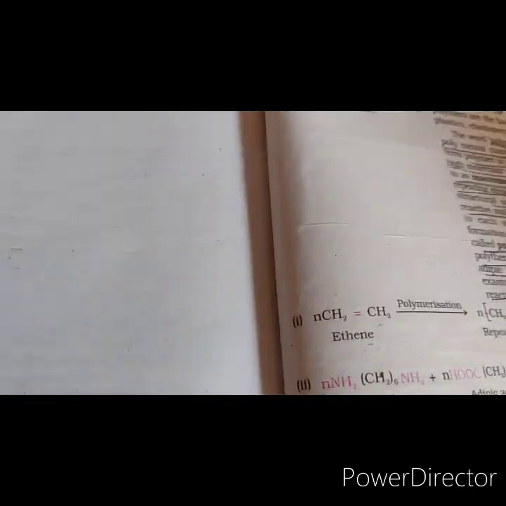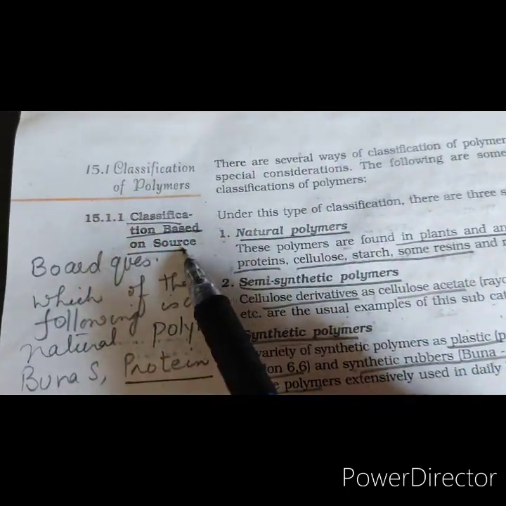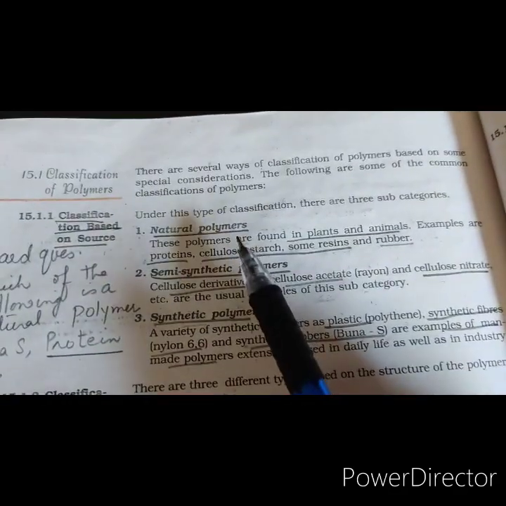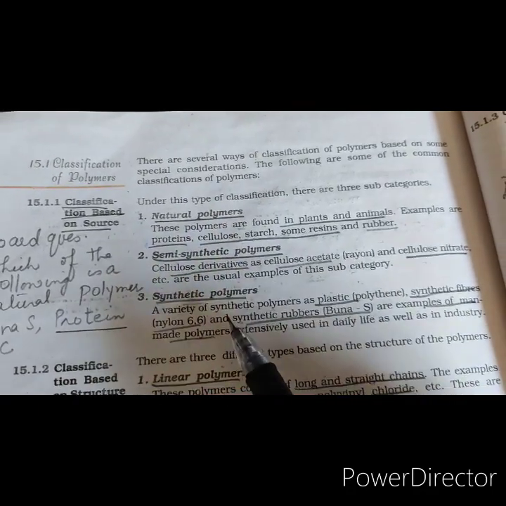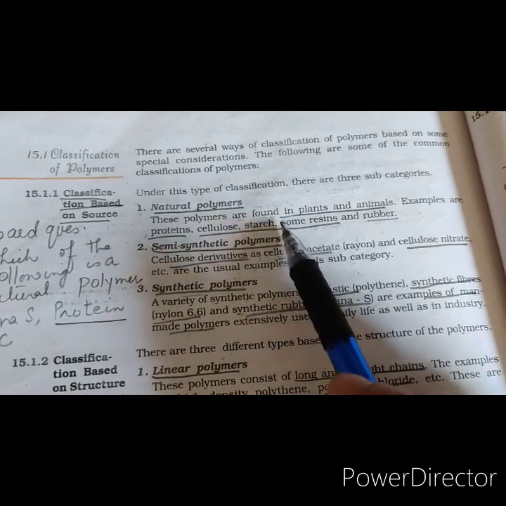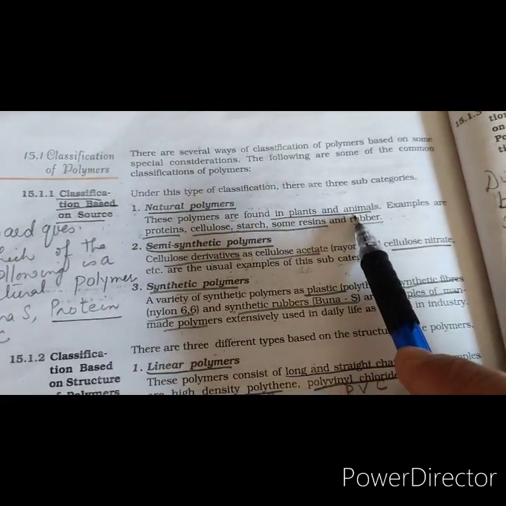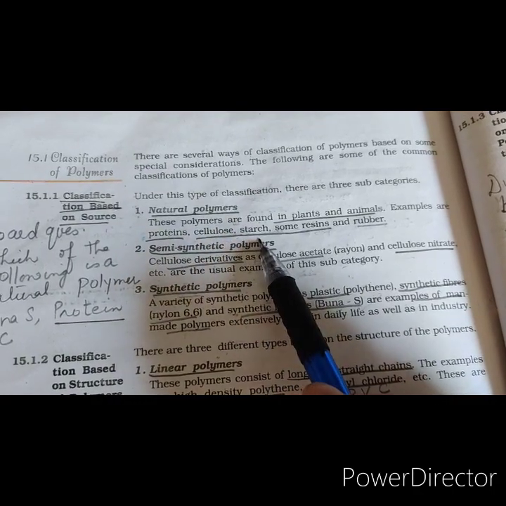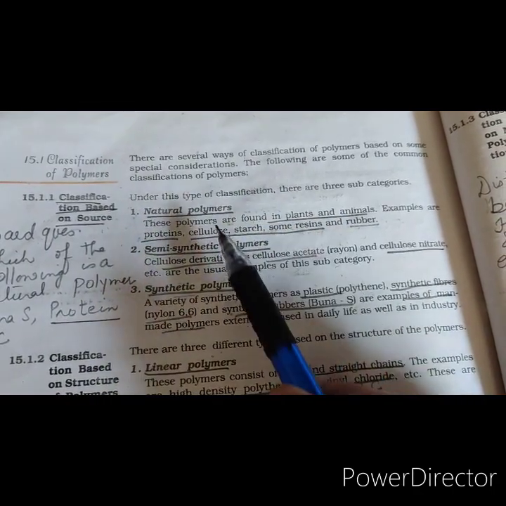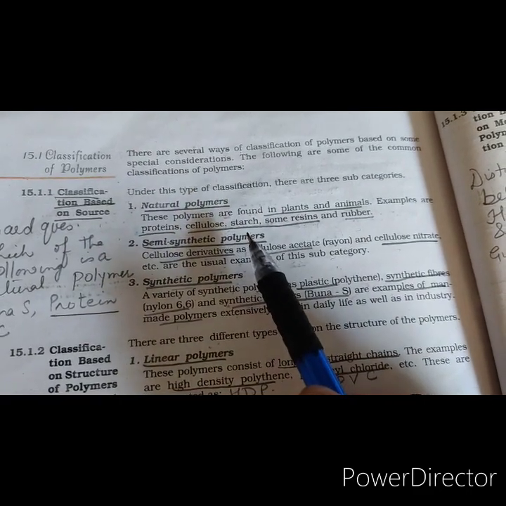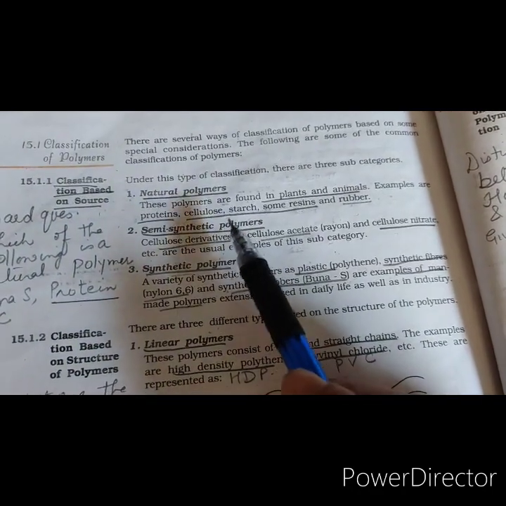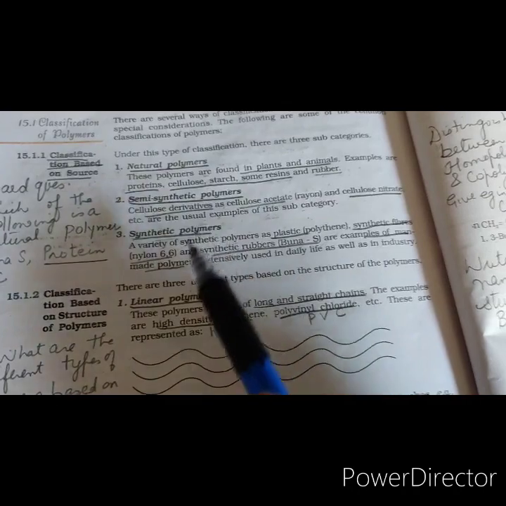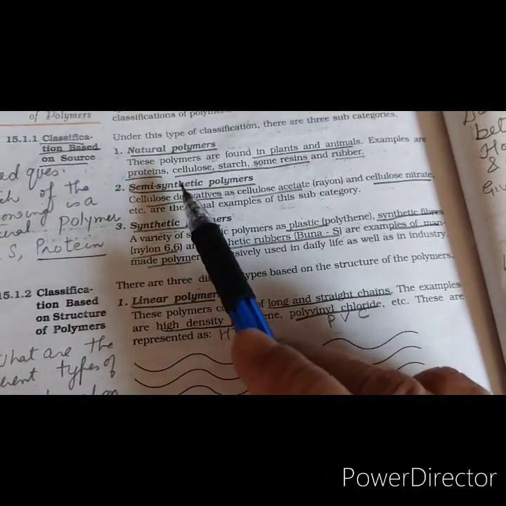Then we come to how these polymers are classified. So the first way we can classify polymers is on the basis of source. For example, we can say that there are 3 types on the basis of source. One is natural polymer, semi-synthetic polymer, synthetic polymer. See, natural polymers are found in plants and animals. Okay, for example, proteins, cellulose, starch, resins, rubber, they all are natural polymers. They all are formed from the repeating structural unit, so they all are formed from monomers. For example, cellulose, starch, the monomer is glucose units. Then proteins, the monomer is amino acids.